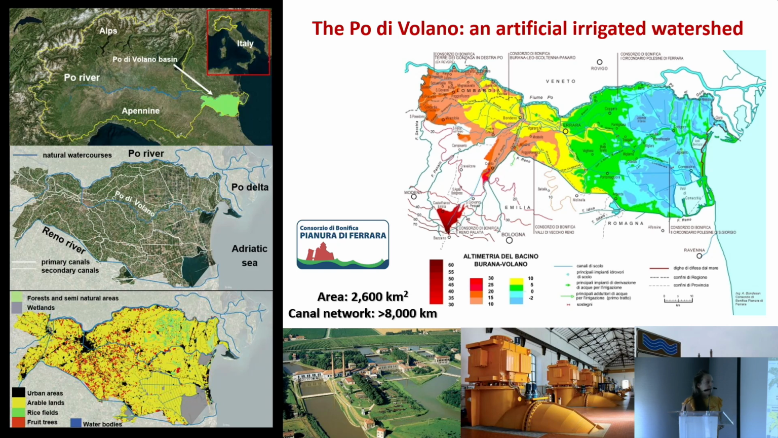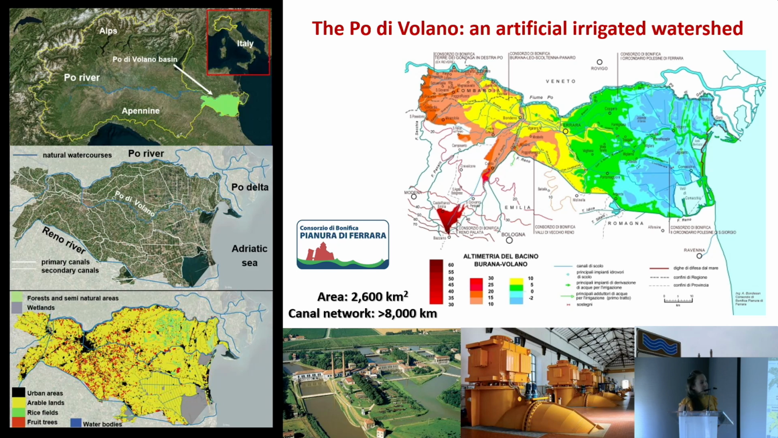the sea level. In this basin, the water movements are completely regulated and artificially controlled by the local land reclamation authorities, that is the Consorzio di Bonifica in Italian. Water is withdrawn from the main course of the Po River during the irrigation period, and is distributed across the landscape through a dense, a capillary network of canals and ditches.